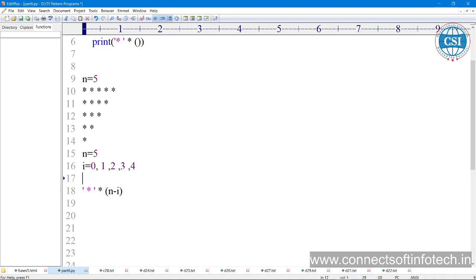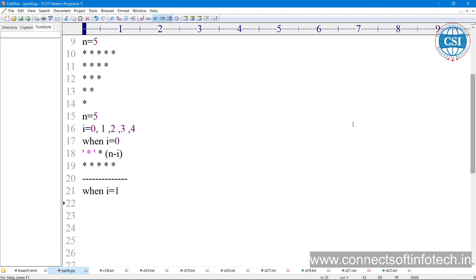Here n is equal to 5. What is 5 minus i? When i is equal to 0, then n minus i is 5, so 5 stars will be printed in the first row. Then i becomes 1. 5 minus 1 is 4, so definitely 4 stars will be printed. Then i becomes 2.